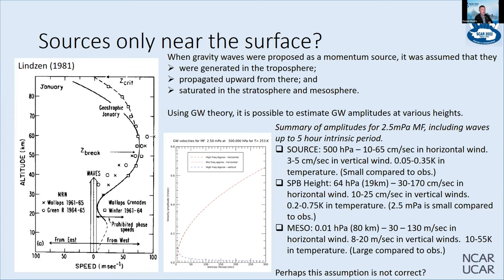Another assumption that is made in these parameterizations is that gravity waves are generated at the troposphere, propagate up from there and saturate in the stratosphere and the mesosphere. That's something that was proposed by Lindzen in 1981. If we use gravity wave theory, then we can actually estimate gravity wave amplitudes at various heights.